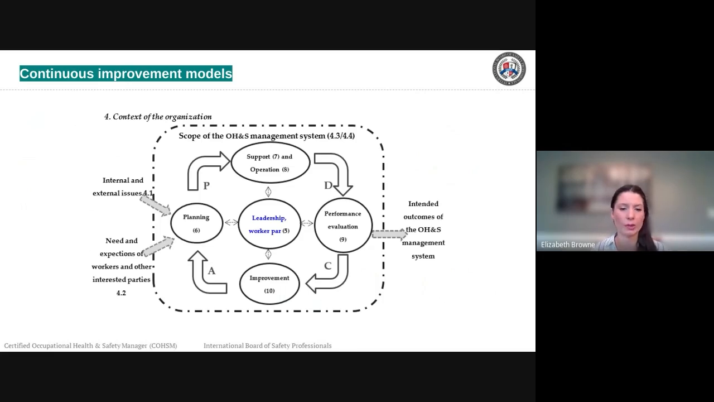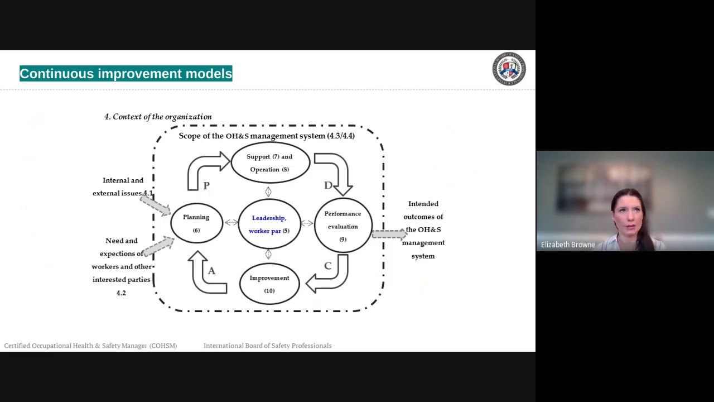Another look at how the plan, do, check, act framework works in the context of an organization. In our planning stage, we identify internal and external issues. And that is a part of then in the ISO 45001, our support and operation clauses. Then when we go to the do element of the framework, we're looking at performance evaluation. And between planning and performance evaluation, we have leadership and worker participation.